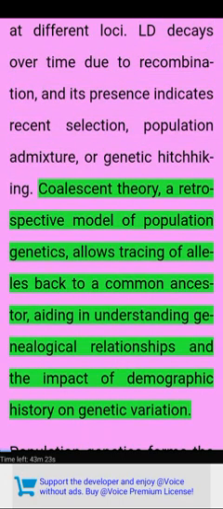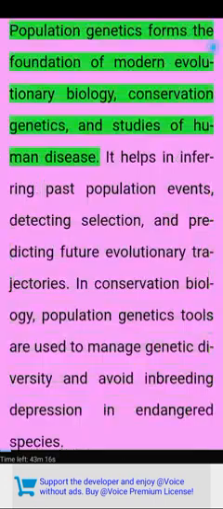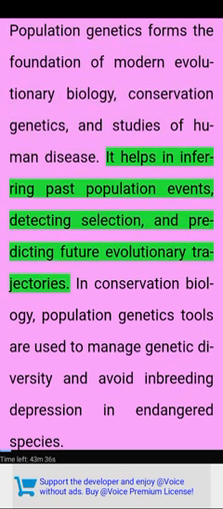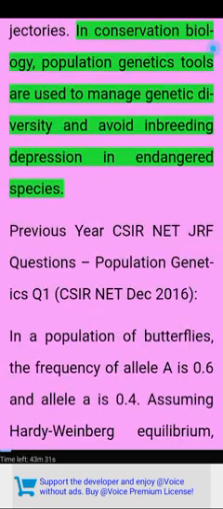Coalescent theory, a retrospective model of population genetics, allows tracing of alleles back to a common ancestor, aiding in understanding genealogical relationships and the impact of demographic history on genetic variation. Population genetics forms the foundation of modern evolutionary biology, conservation genetics, and studies of human disease. It helps in inferring past population events, detecting selection, and predicting future evolutionary trajectories. In conservation biology, population genetics tools are used to manage genetic diversity and avoid inbreeding depression in endangered species.